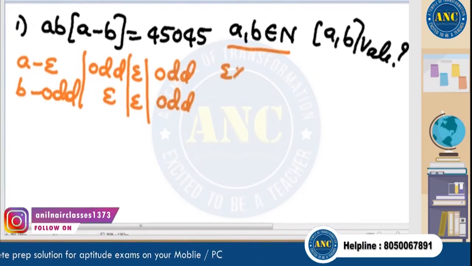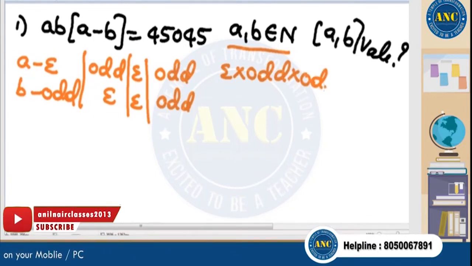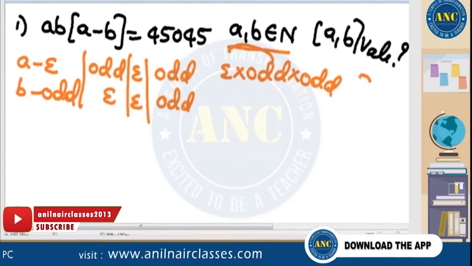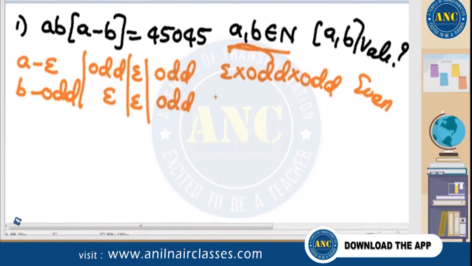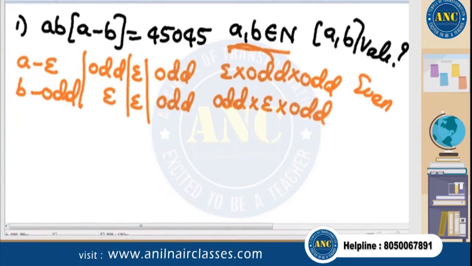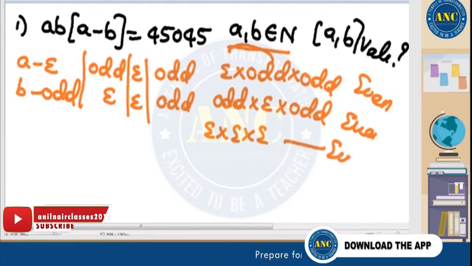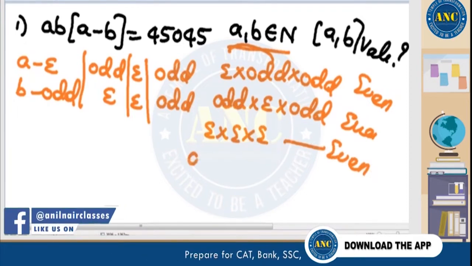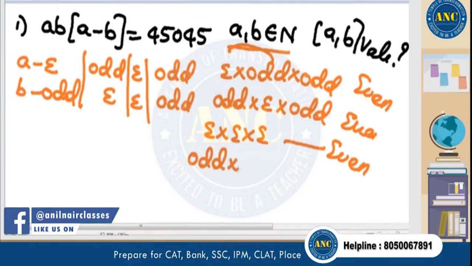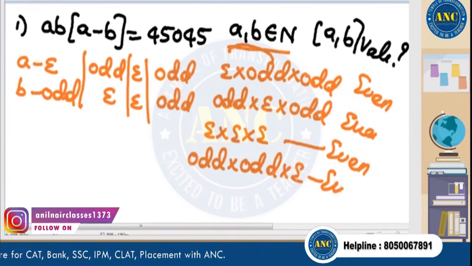Even into odd into even minus odd is odd. Any number multiplied by an even number, the answer should be an even number. Odd into even into odd minus even is odd. The answer is still even. Even into even minus even is even. The answer should be an even number. Odd into odd minus odd is an even number. Any number multiplied by even, the answer is an even number.